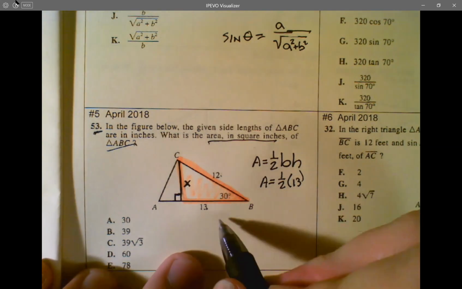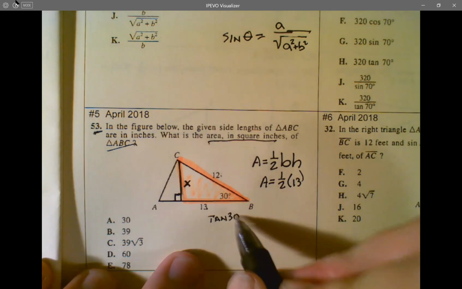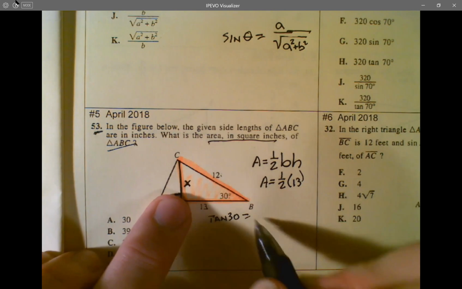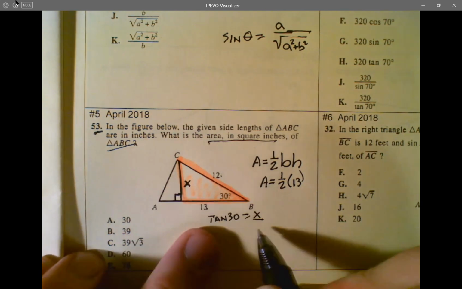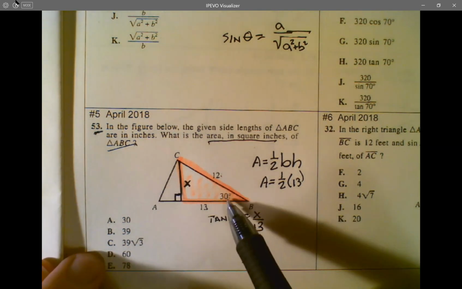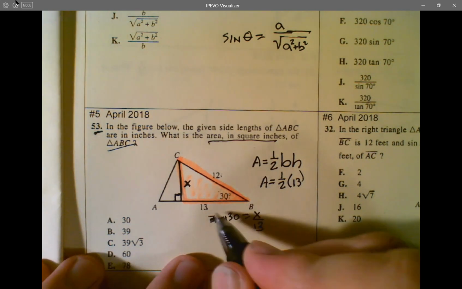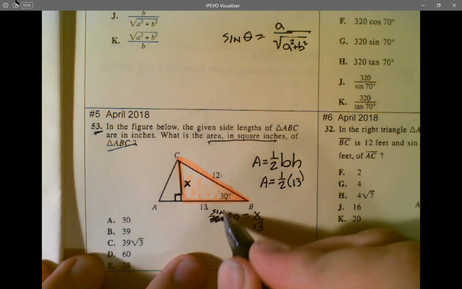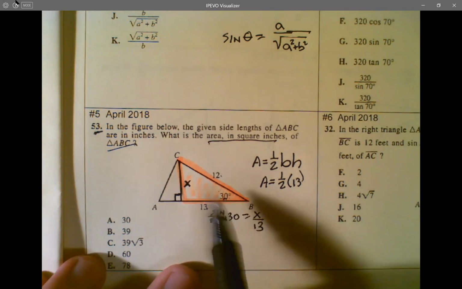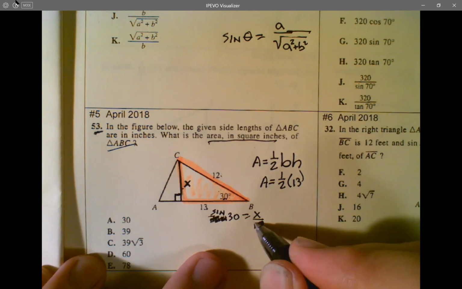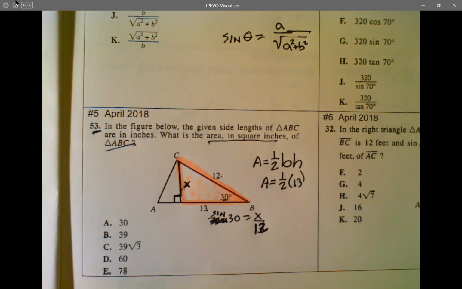And so what I might do here is I might say that the tangent of 30 is opposite over adjacent. I could have said instead, I'm not going to do tangent, I'm going to do sine. I'm going to kind of mix it up a bit. The sine of 30 is x over 12. Now, we get to use our calculator on the whole thing.